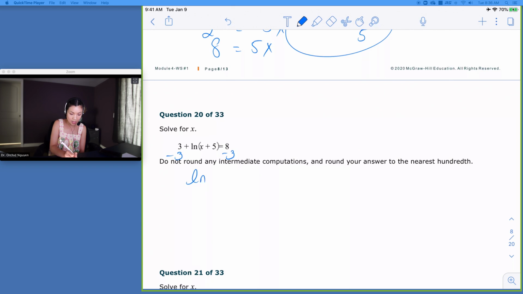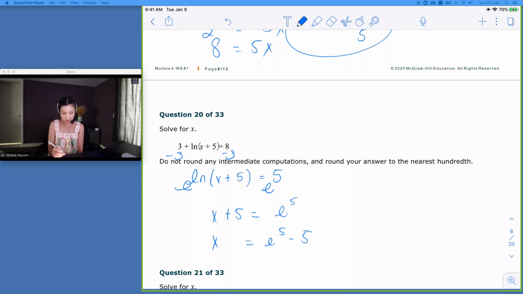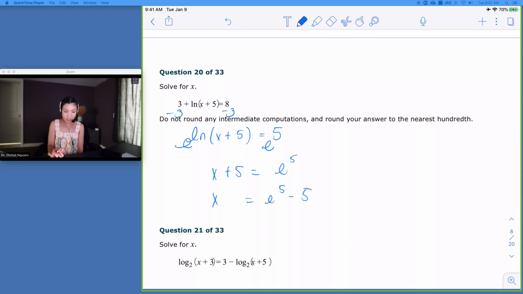So I ended up with ln(x + 5) equals 5. Now, for this one right here, because of ln, you can definitely apply e to both sides to get rid of ln. So if I apply e here and here, I end up with x plus 5 equals e to the 5th power. So x equals e to the 5th power minus 5. And you can use a calculator for this.